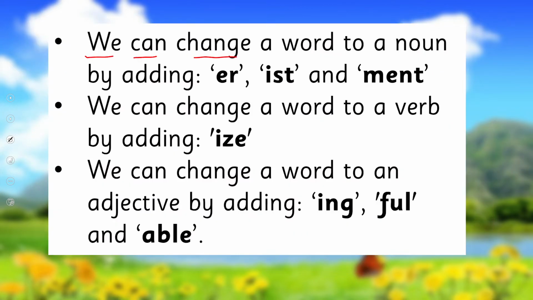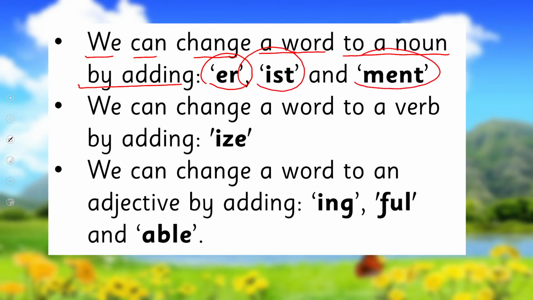We can change a word to a noun by adding er, ist, and ment. Better now, as I told you, there are 8 parts of speech. One can be converted into other. One part of speech can be converted into other part of speech. There are different rules. So today we are going to learn rules for noun, verb, and adjective.